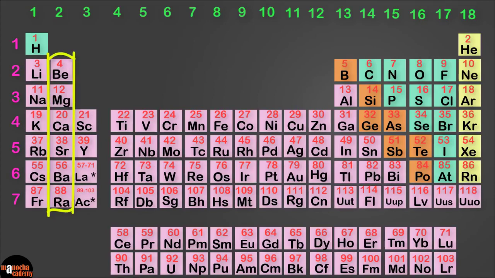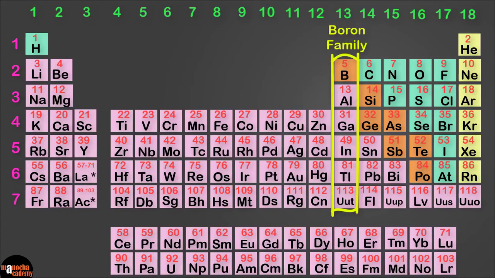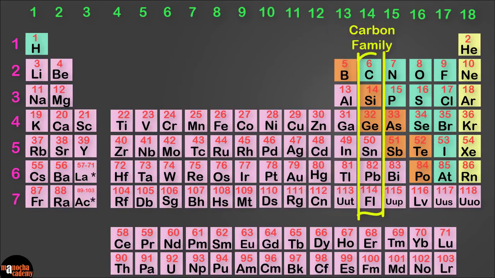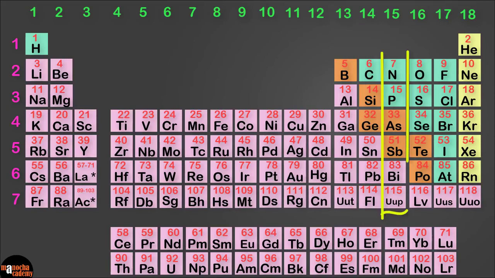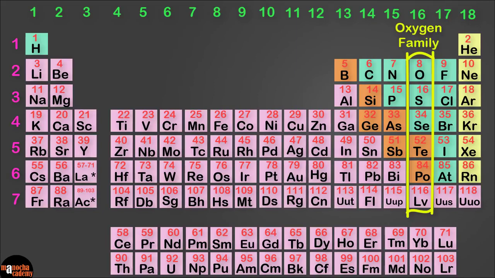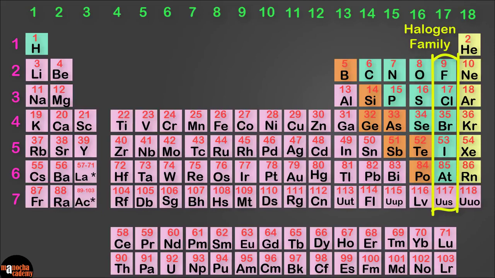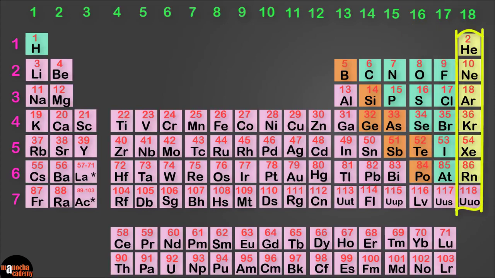The group 2 elements are called alkaline earth metals because they form weaker alkalis as compared to the previous group. Now moving on to group 13. This group is called the boron family because boron is the first member in the group. Similarly, group 14 is called carbon family, and then you have group 15 as nitrogen family, and group 16 is called the oxygen family, or also known as chalcogens, which means ore forming. Now group 17 is called the halogen family, and the last group, group 18, are known as noble gases or inert gases.